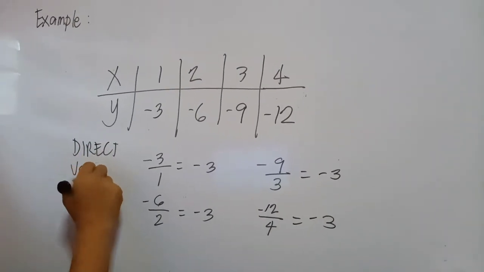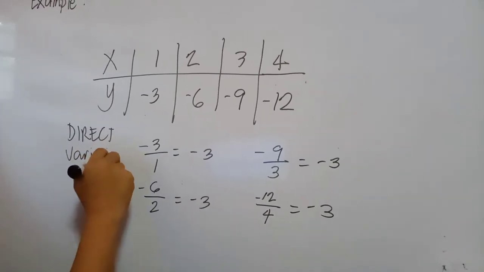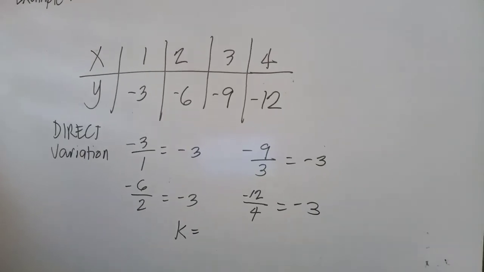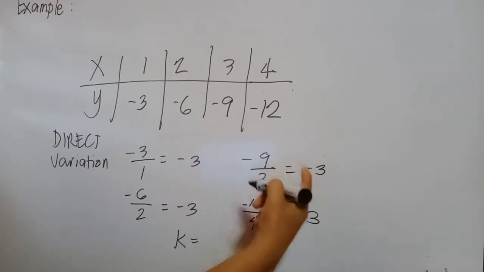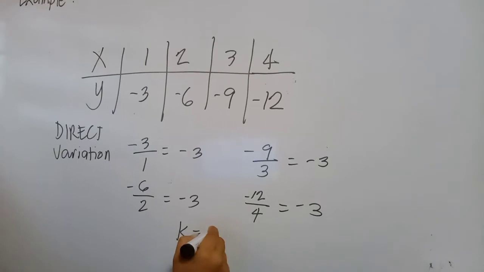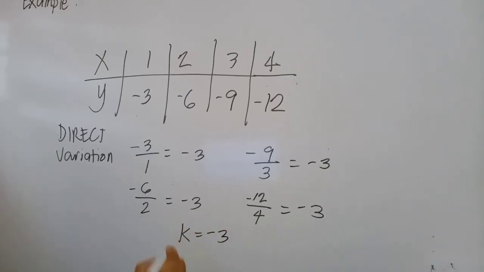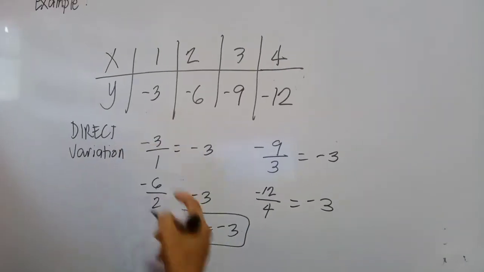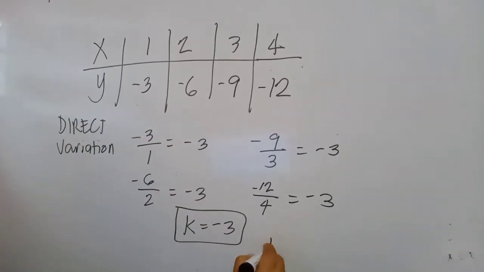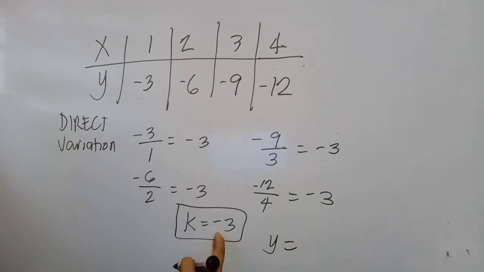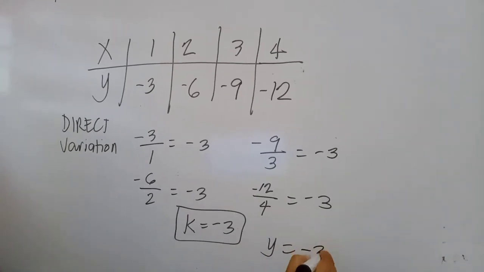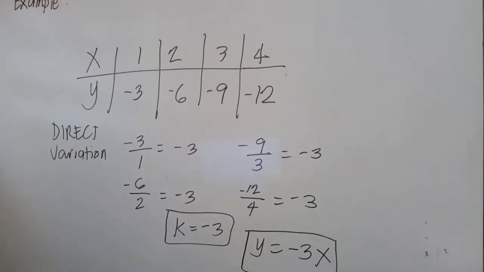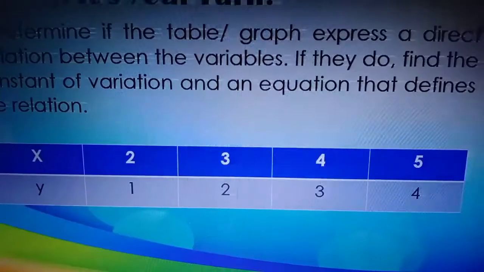And according to the instruction, if it's a direct variation, determine the constant of the variation. More or less, we have already solved for it. So we have k is negative 3. Now for us to get the equation that describes this table, we have y equals the constant, which is negative 3, and then x. So this is now the equation of the variation.